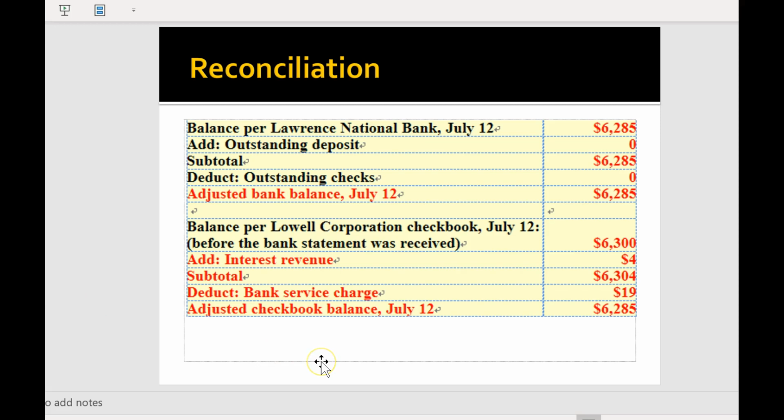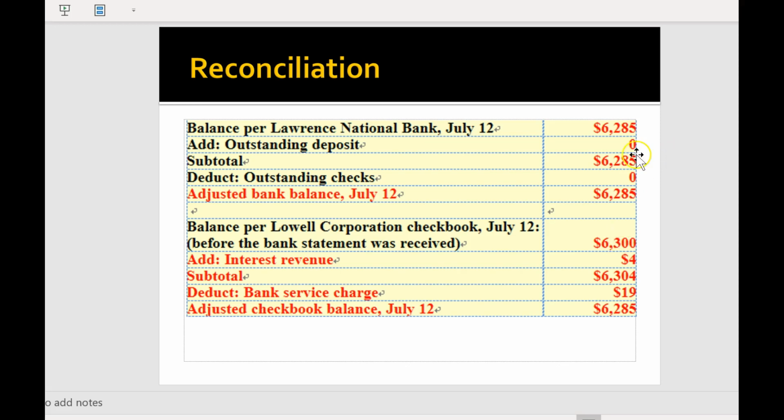So similarly, this is a summary at the end of the day. If you look at the structure of this reconciliation, we start with two rows showing the bank's balance and Lowell Corporation's balance. You can see they may not be the same. They can be the same, but they may not be the same at the end of the month or at the end of the day.